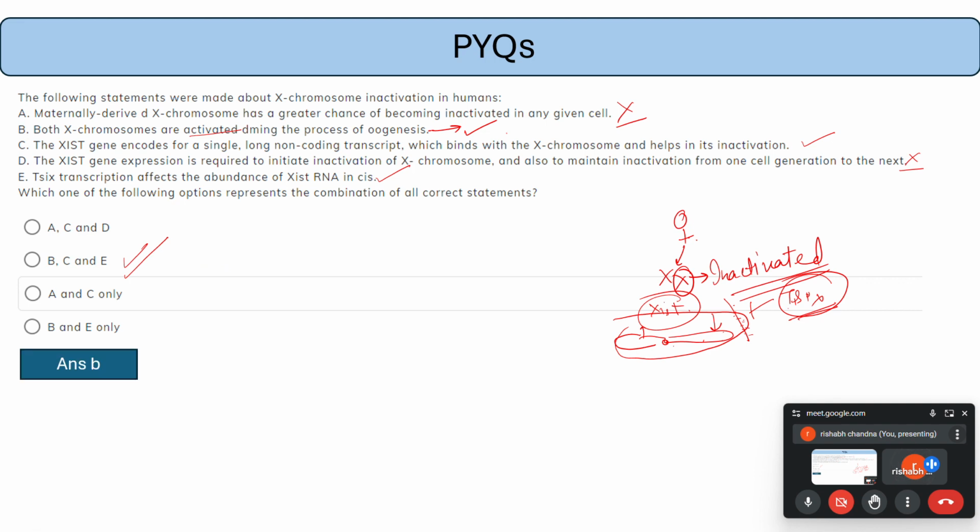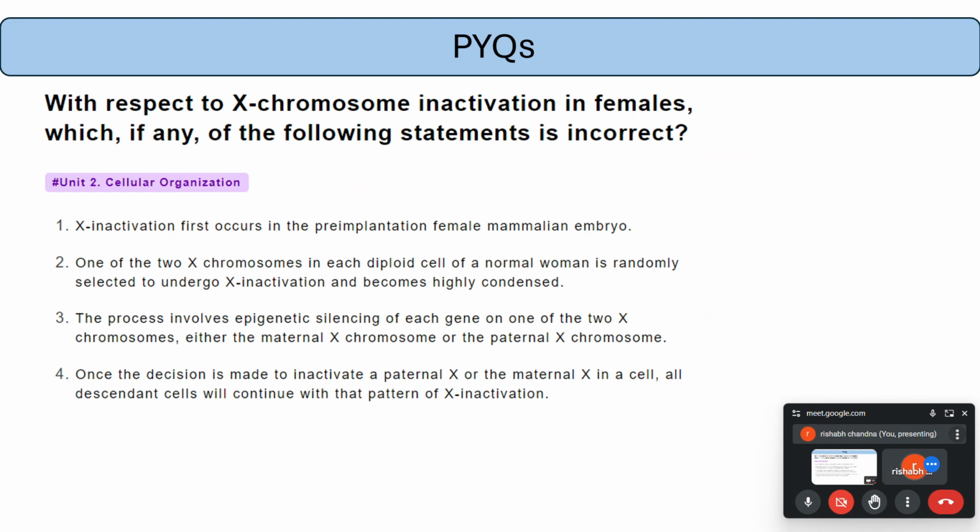Okay. Now moving on to the next question. With respect to X chromosome inactivation in females, which of the following statements is incorrect? X inactivation first occurs in the pre-implantation female mammalian embryo. So what happens before the embryo is implanted?